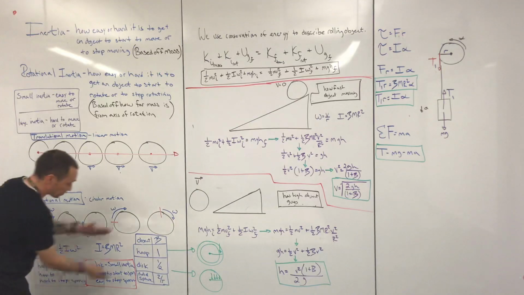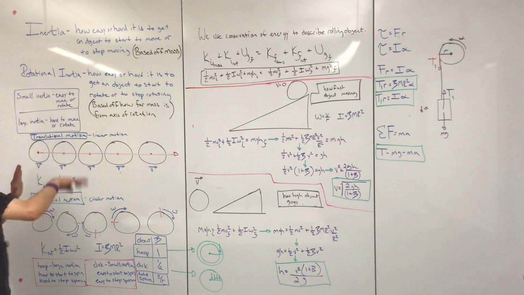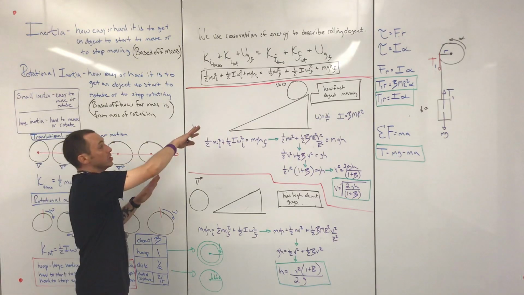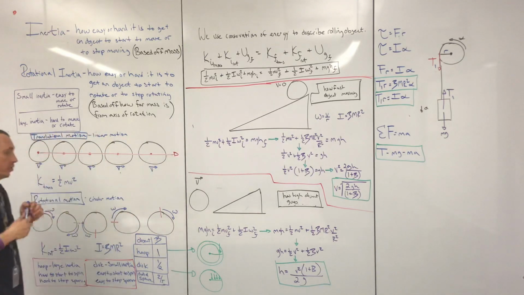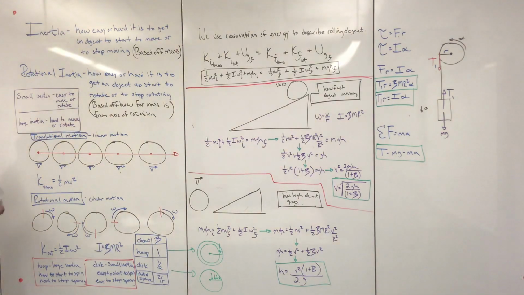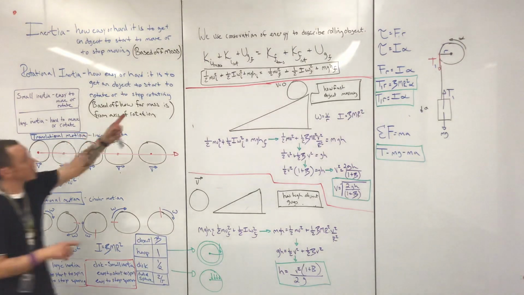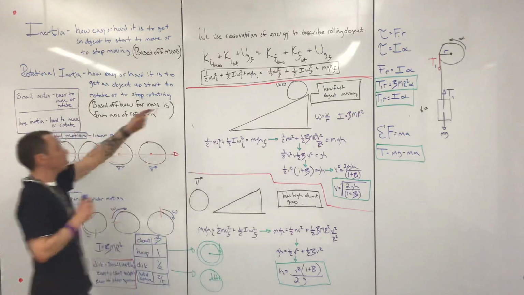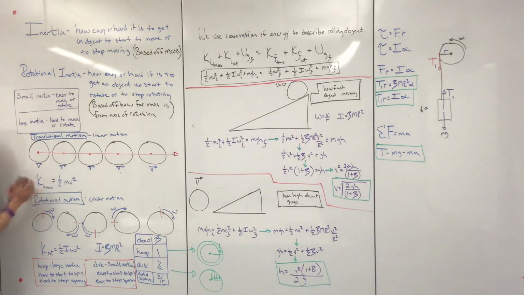But again, since we do use energy to solve for objects that are rolling, we've got to remind ourselves what conservation of energy is. We know the conservation of energy equation and what should go in there. So we know translational kinetic energy is written as 1/2 mv squared. That'll never change, you know that. The new one we're giving you is rotational kinetic energy, which is 1/2 I omega squared. Okay, 1/2 I omega squared.